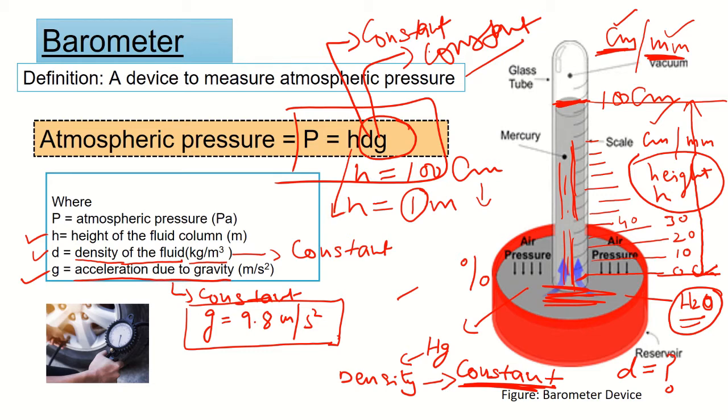And by using this formula you can find the pressure of the atmosphere. Whenever you take the height in meters, the density in kilograms per meter cube, and the acceleration due to gravity in meters per second square, then the value of the atmospheric pressure will come in the unit of Pascal.